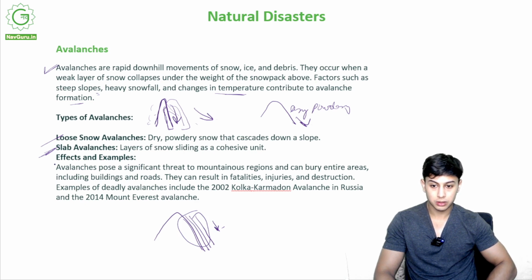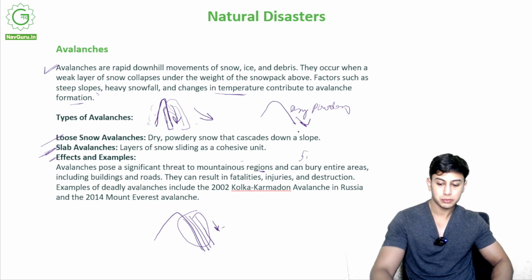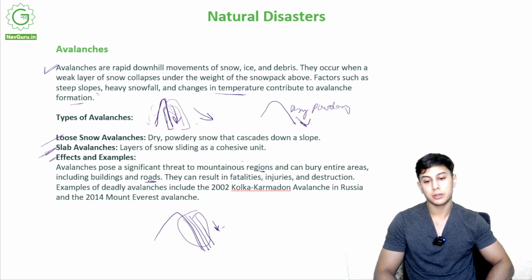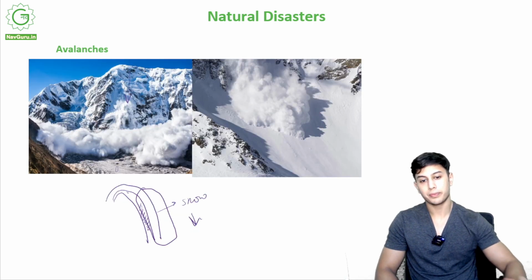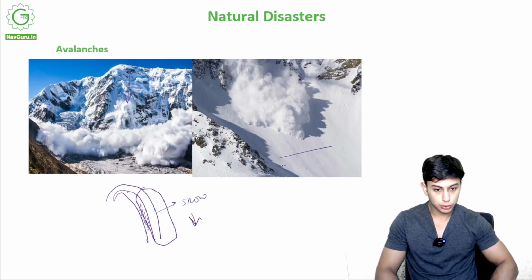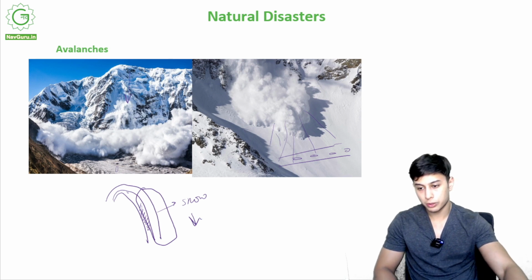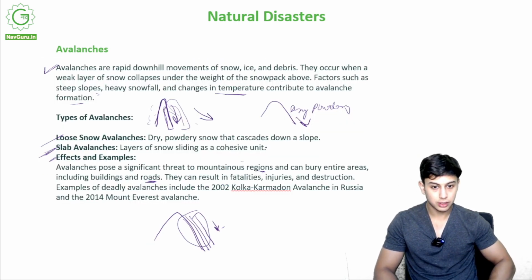Effects and examples. Avalanches pose a significant threat to mountainous regions. They pose a very big threat and can bury entire areas including buildings and roads. If there is an avalanche and supposedly there was a road going over here, this would be buried in snow. Transport would not be possible, people will lose lives, right?